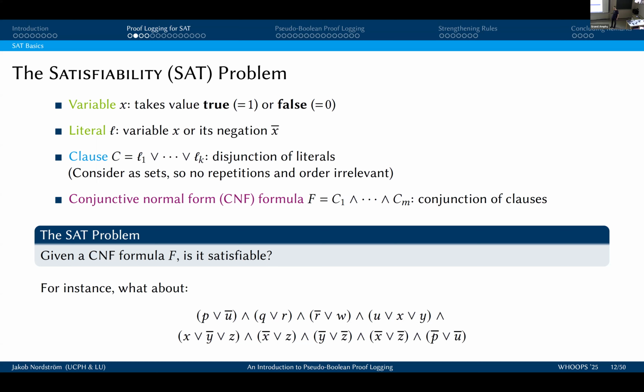So if this is going too slowly, you should look at this CNF formula, and the question we're asking ourselves is, is there a satisfying assignment to this formula? Or is it the case that however I set these variables, I will violate some clause? This is what the SAT problem is.